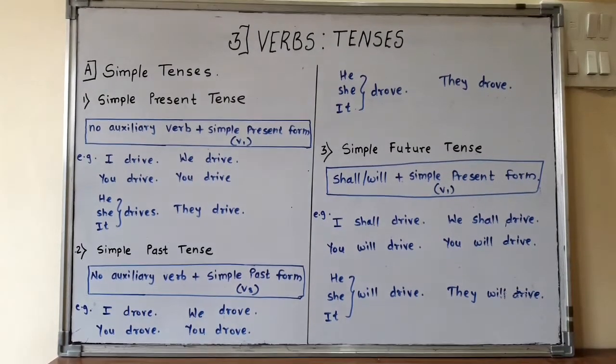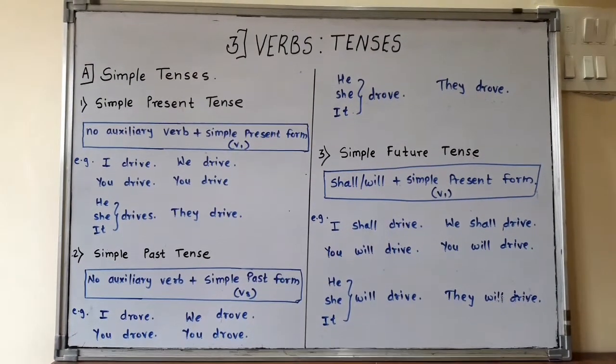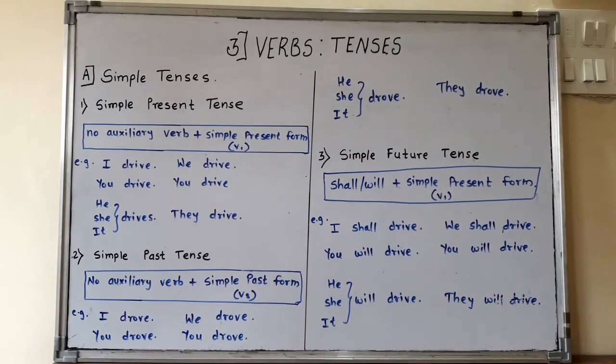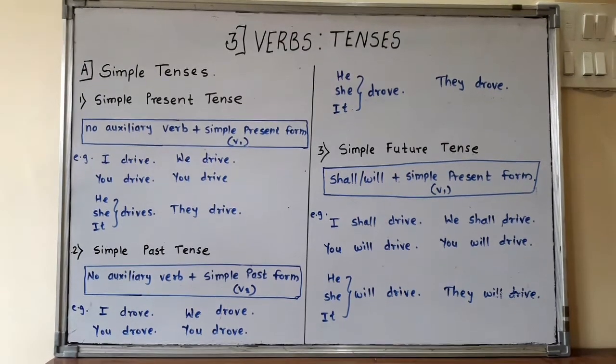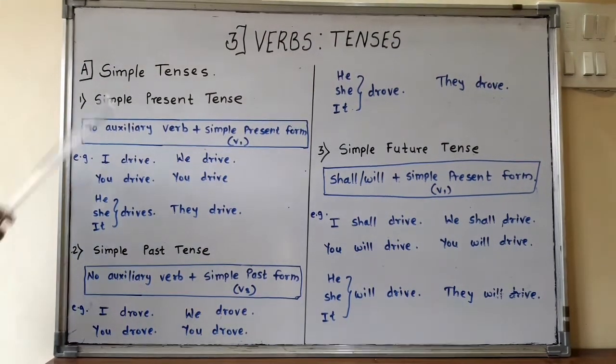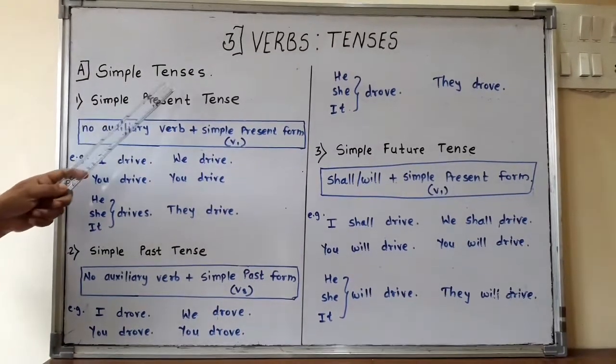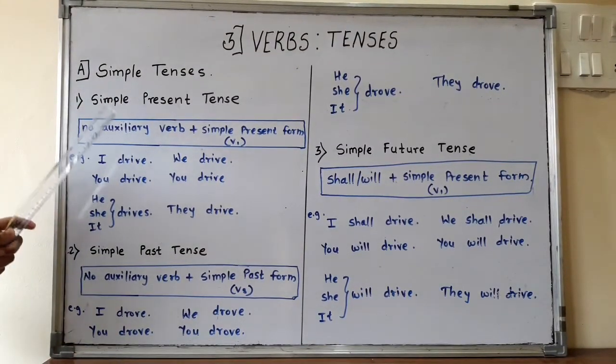We are studying the lesson tenses. In the first video of tenses, we have studied auxiliary verbs and action verbs. In the second video, we have studied introduction to tenses, and now we are going to study all the tenses. In this video, we are going to study simple tenses. As you know, there are three simple tenses: simple present tense, simple past tense, and simple future tense.